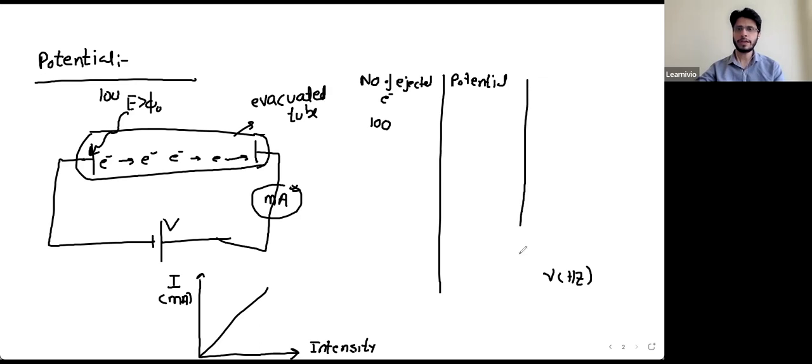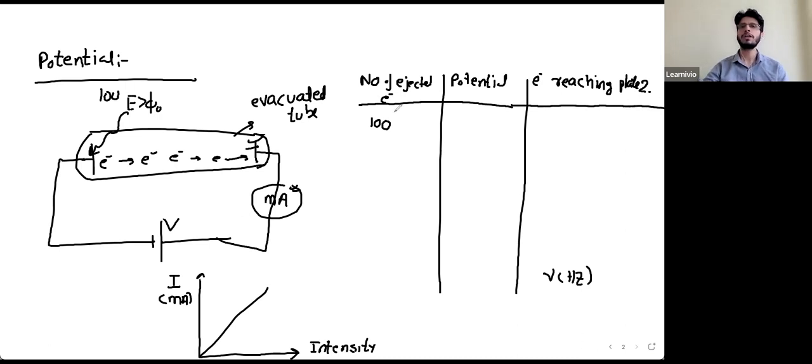Then we will take the number of electrons which are reaching the plate, because only those electrons will contribute to current. So electrons reaching plate 2. We are considering only those electrons which are reaching the plate. So 100 electrons get ejected. When these 100 electrons get ejected from here, they all should reach the second plate.